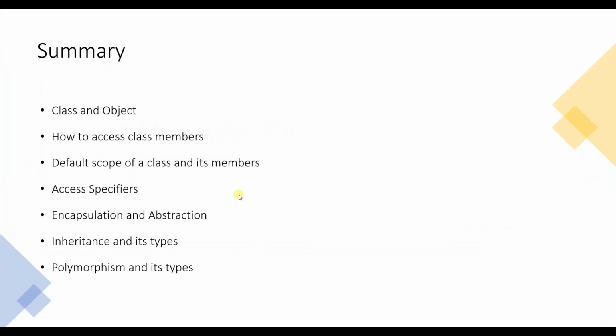Summary. So what we have covered so far: we covered classes and objects. Next we covered how to access the class member, default scope of a class and its members, what are access specifiers and their types, encapsulation and abstraction, inheritance and its types, polymorphism and its types. That's it in this video.